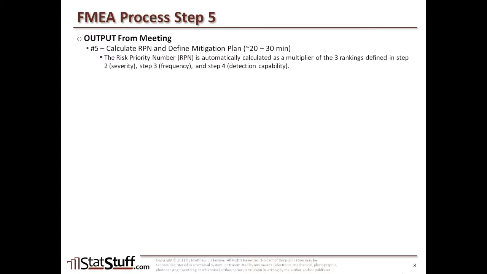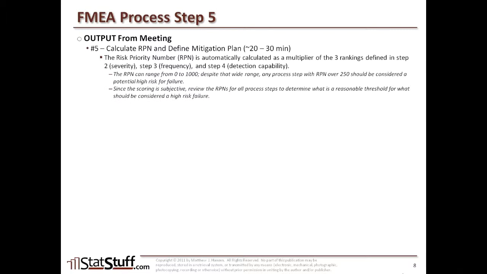So that RPN is automatically calculated as a multiplier of those 3 rankings we identified in step 2, which was the severity, step 3, which was the frequency, and step 4, which was the detection capability. So the RPN can range anywhere from the scale of 0 to 1,000 based off of the values that were input. Now that is a wide range, but generally any process step that might have an RPN that's greater than 250 should be considered a potential high risk for failure. So that's where we might want to identify some mitigation plan and take some action.